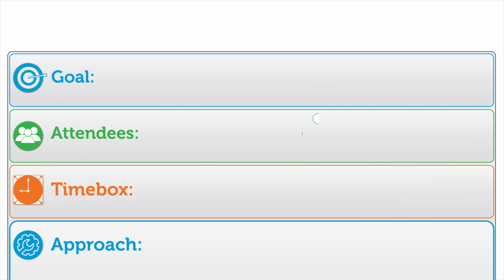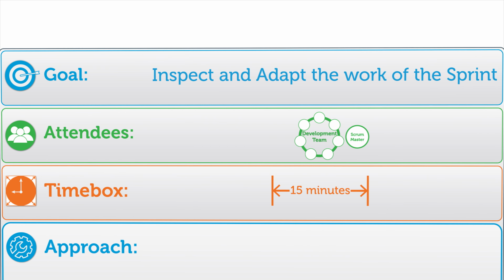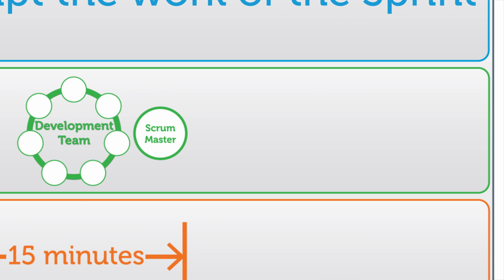Once a day, the development team holds the daily Scrum meeting. The goal of this meeting is to inspect and adapt the ongoing work of the sprint. The time box is short, 15 minutes, and so it is important for the development team to be highly focused during the meeting. The Scrum Master has 3 responsibilities related to the meeting.